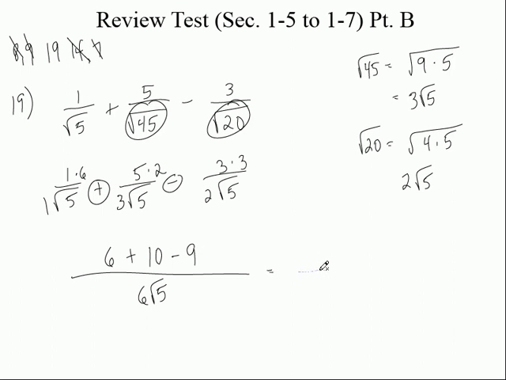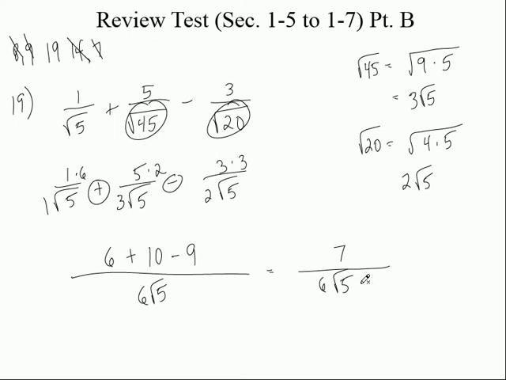Alright, let's see what that is. Well, 10 minus 9 is 1. 6 plus 1 is 7 over 6 square root of 5. But we don't leave it like that, do we? This is what, 19? Okay, just making sure they didn't leave it like that. They don't.